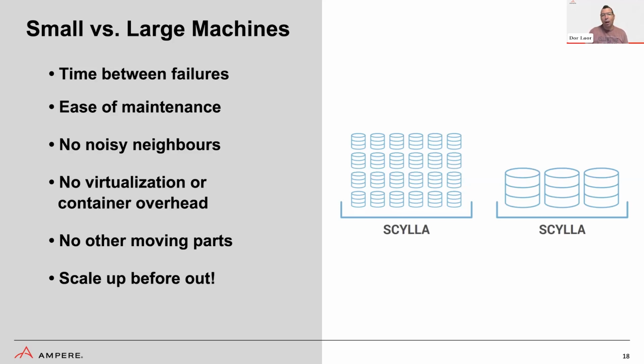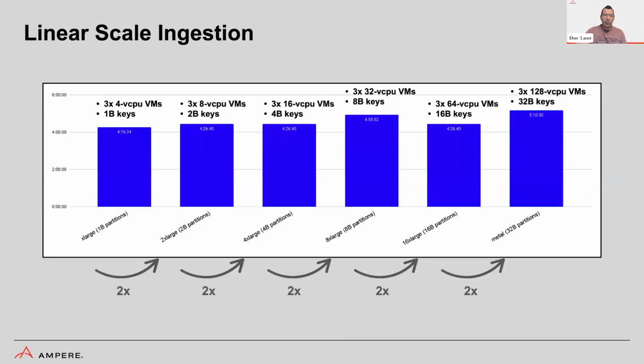So we have a rule: when you size, first fill up the biggest machine you can. Scale up before you scale out, and only afterwards scale out. Our users normally do need more machines, because the workload doesn't fit a single machine, but use bigger machines rather than smaller ones. And Ampere is a good selection because it allows you to do that. We tested it in practice.